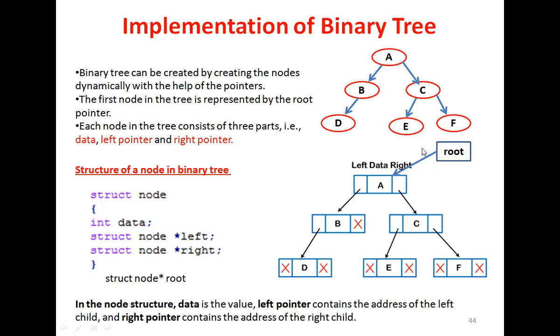Then we can declare a pointer or variable of this structure type. So this is the root pointer that stores the address of the root node, so that can be declared this way: struct node star root. So this root is a pointer to the root node. This root node is also a node, so the node is of this type. That's why struct node star root. We have to declare struct node star root.